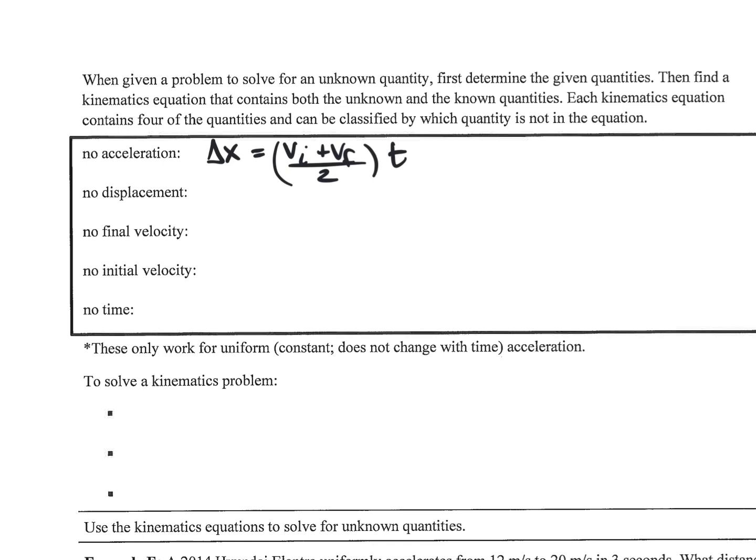So all we can do is say, we know at this point, over this period of time, it was going this fast to this fast. That's all we know. So we're going to average that out, and we're going to multiply it by the amount of time it took, and that's going to give us about an average of how far we went. Make sense? Okay. No displacement. If we don't know the displacement, these are qualified by what you don't know.